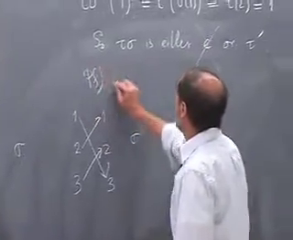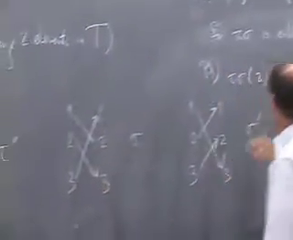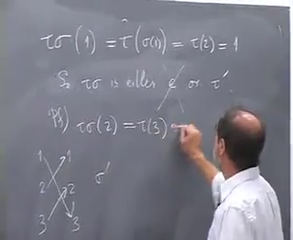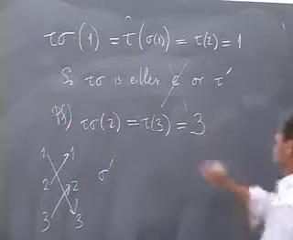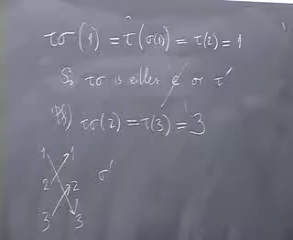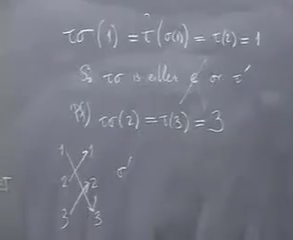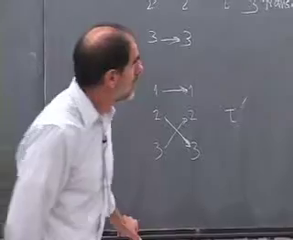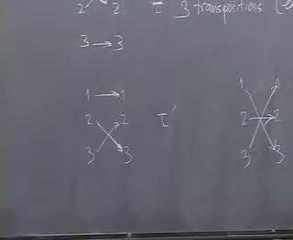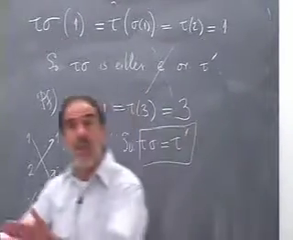Proof. Tau sigma of 2, well, we first compute sigma of 2, that's 3. It's tau of 3. And tau of 3 happens to be 3. So it's beginning to look much more like tau prime because it fixed 1 and it took 2 to 3. Now that says it has to take 3 to whatever's left because it's a bijection. So that immediately implies that tau sigma is equal to tau prime. That's our multiplication table we're starting to work out.